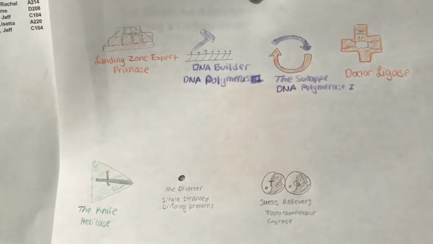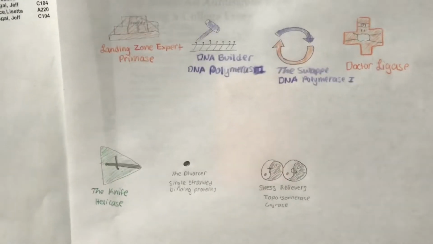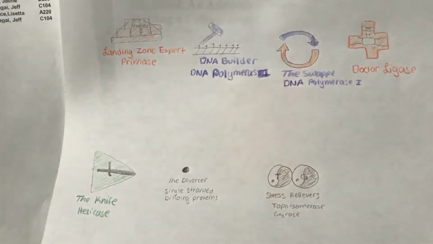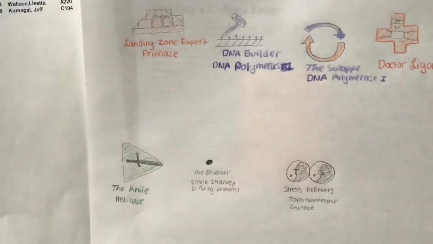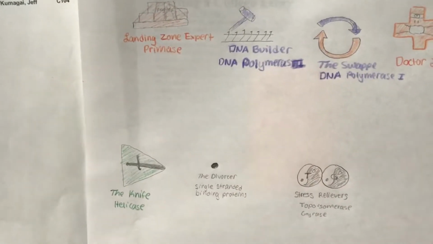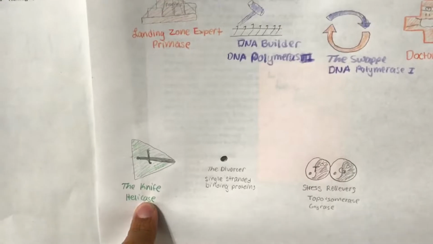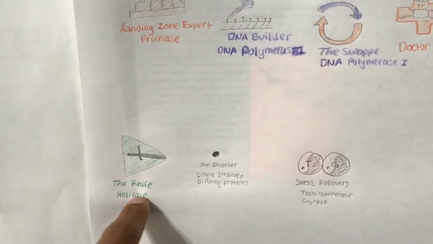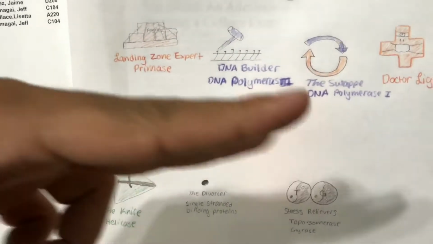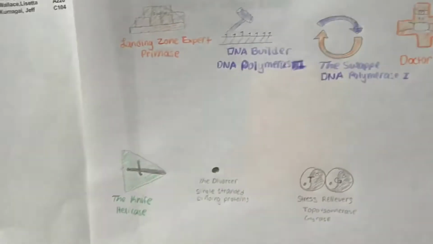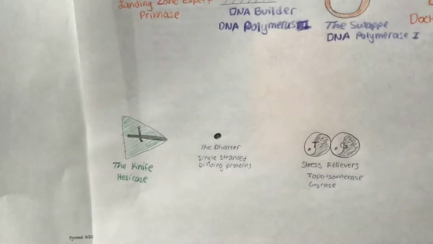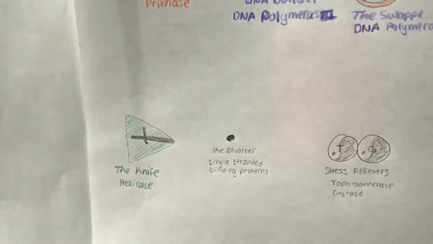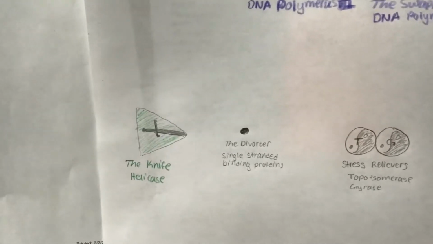Okay, so if you're having some trouble memorizing all of these proteins, here's some pictures and descriptions to help you. So first, let's go with the first one, the knife, aka helicase. So we name it the knife because it's the one that's cutting open and splitting apart the DNA to make the replication fork, such as a knife cuts through any object basically that's squishy.